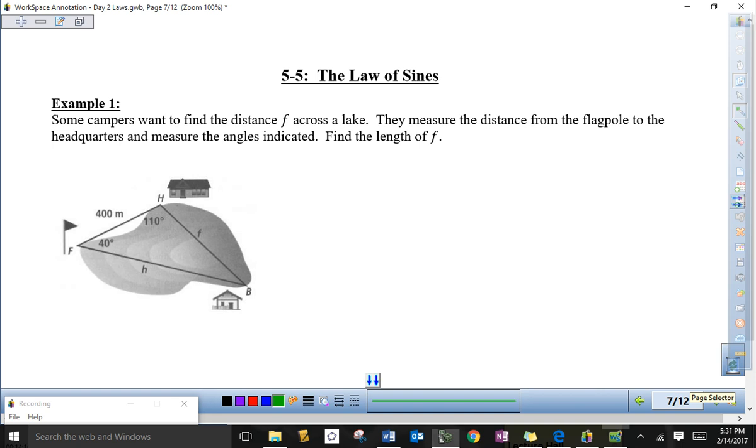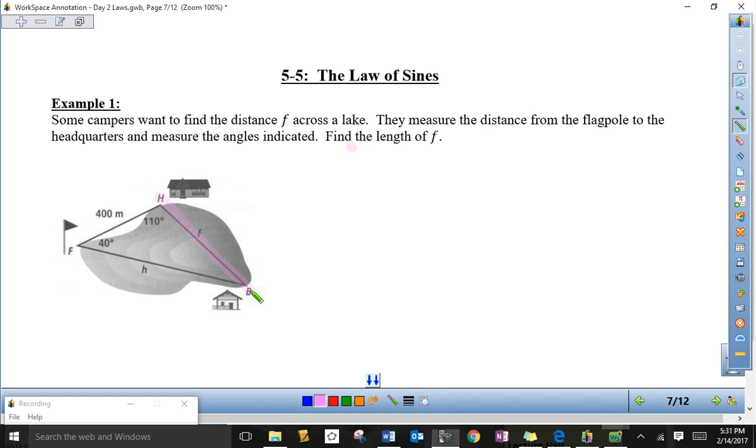The next problem, we've got the law of sines. You'll see why it's the law of sines because of the picture here. We've got a campground, and they want to know the distance F across the lake. They measure the distance from the flagpole to the headquarters and measure the angles indicated, and they've labeled them for you here in the picture. Our job is to find the length F.